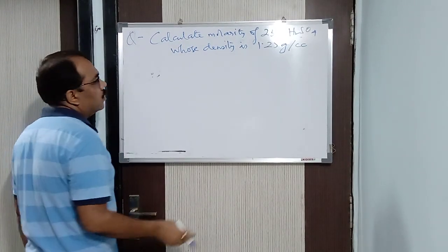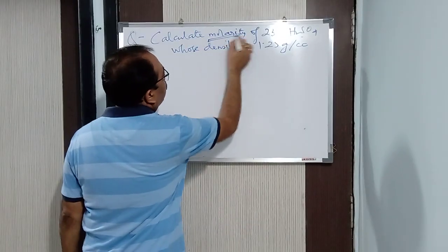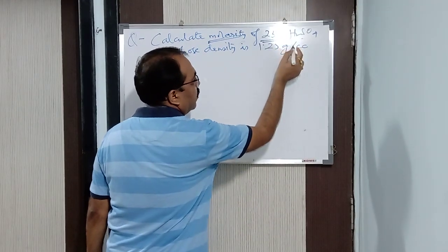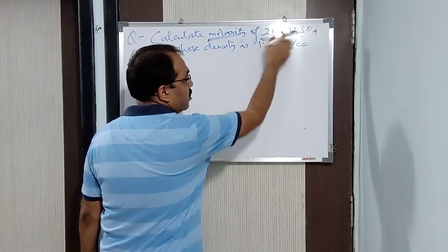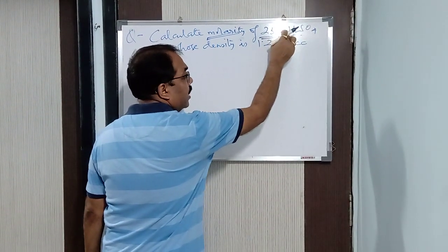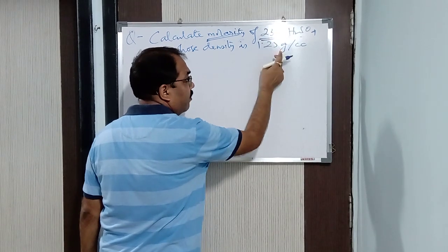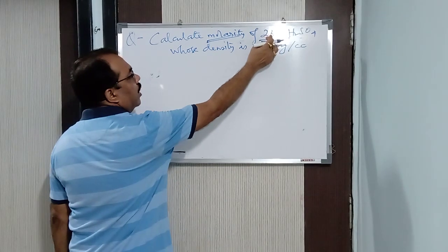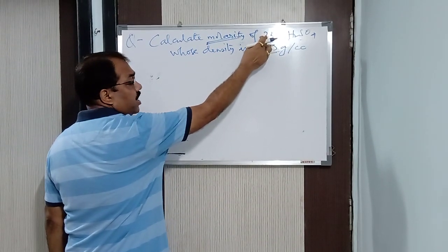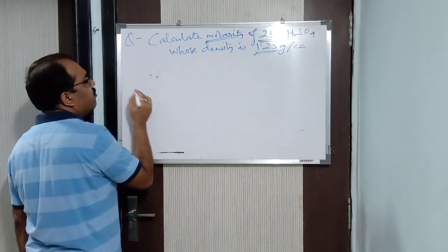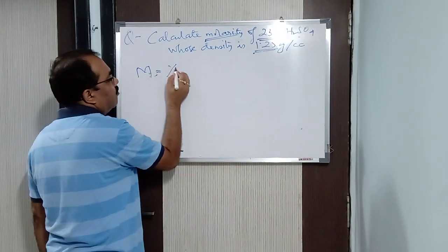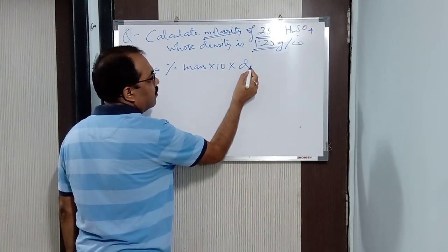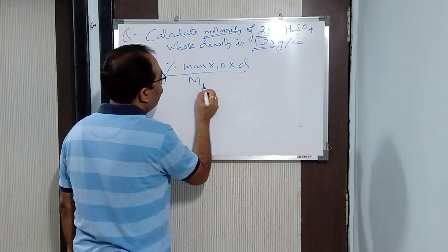So what is being asked to calculate? Molarity. What is being given to you? Percentage mass. 23% means 23 by 100. I told you that. If nothing is given, what is being considered? W by W, weight of solute by weight of solution. And what else is given? Density is given. Density and W by W, the mass percentage, are given and molarity is asked. So what is the formula I will use to calculate molarity? This is the formula: percentage mass into 10 into D, where D stands for density of the solution, by molecular weight of solute.